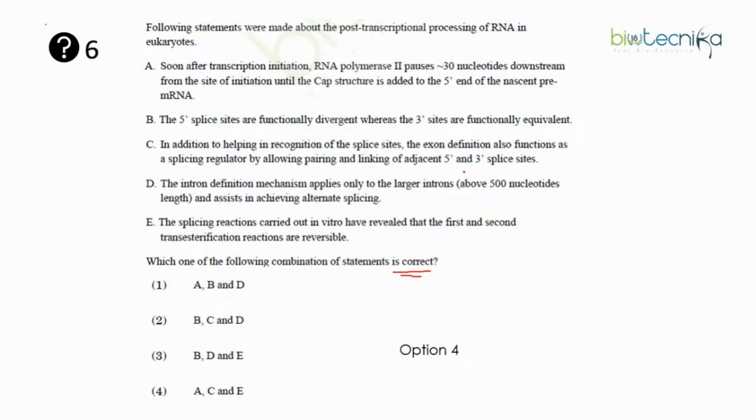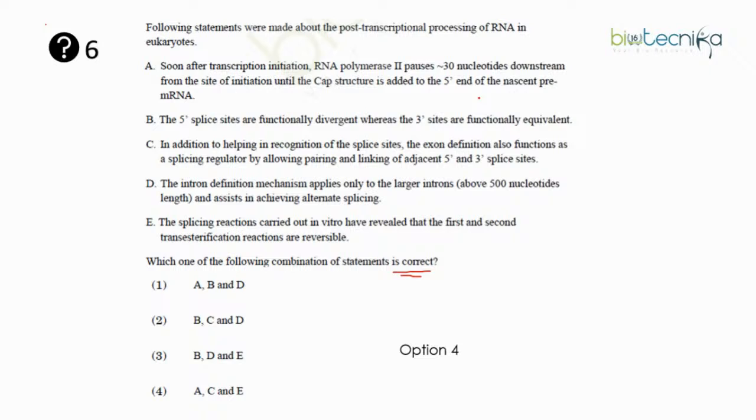Okay. The correct answer for this is option 4. Soon after transcription initiation, RNA polymerase 2 pauses 13 nucleotides downstream from the site of initiation until the cap structure is added to the 5' end of the nascent pre-mRNA. That is true. In fact, during the initiation, you have the initiation factors which initiate the transcription, but later on for the forward movement of the polymerase, you need an elongation factor as well. Until and unless that elongation factor comes and phosphorylates the second serine of your polymerase tail, the elongation process will not happen. In the meantime, what is happening? The cap structure is getting added, right? So statement A is correct.